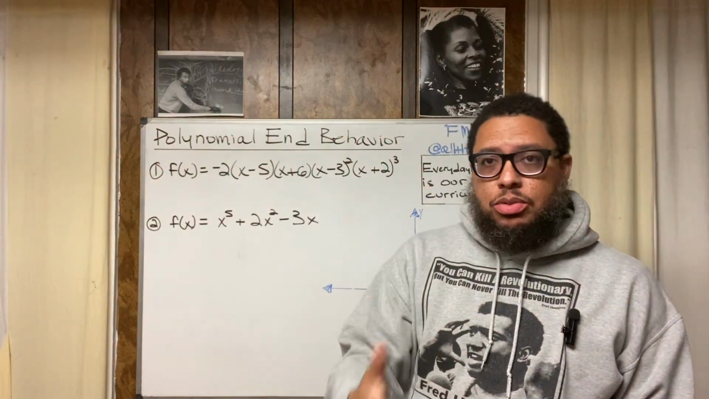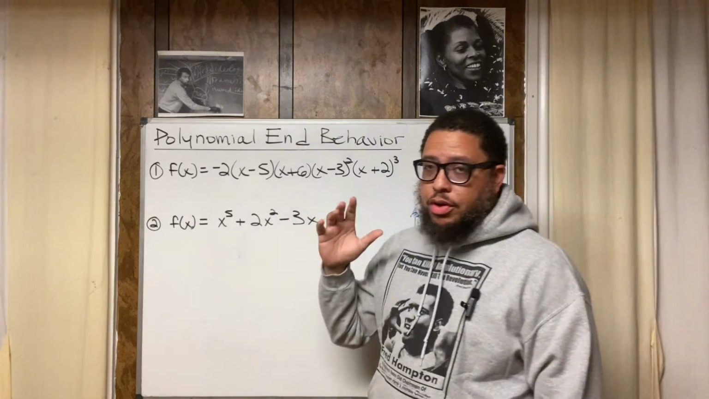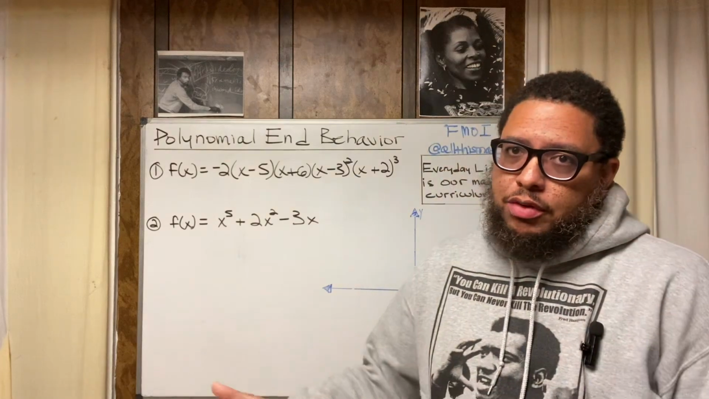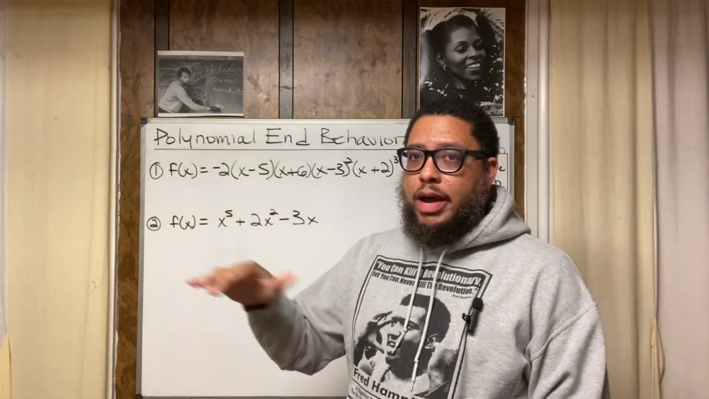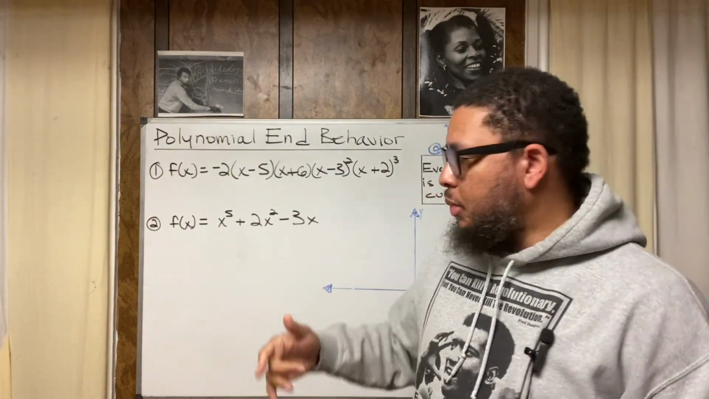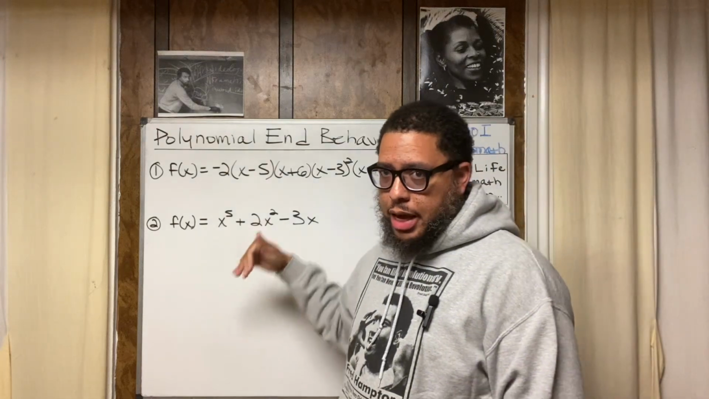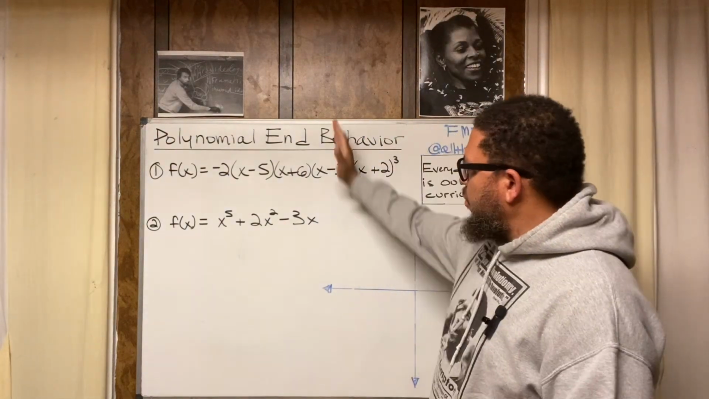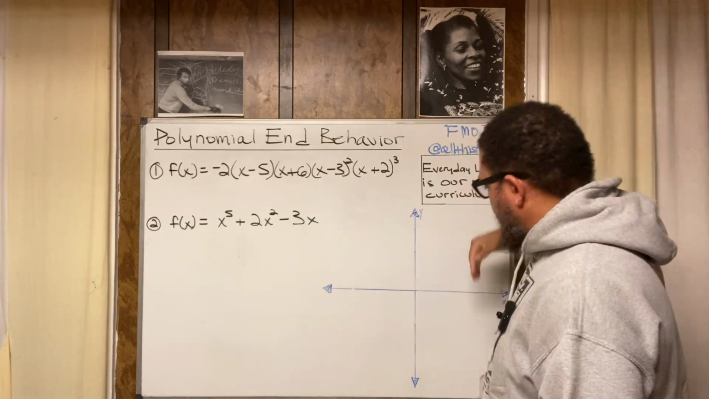Now, what are we getting into today? We're getting into figuring out polynomial end behavior, right? End behavior is what it sounds like. When we look at the graph of a polynomial, what does it look like where the arrows are at? Does it go down over here? Does it go up over here? Does it go up over here? Does it go down over here?